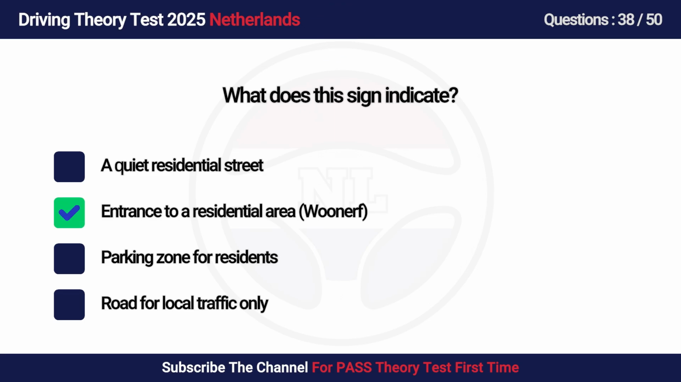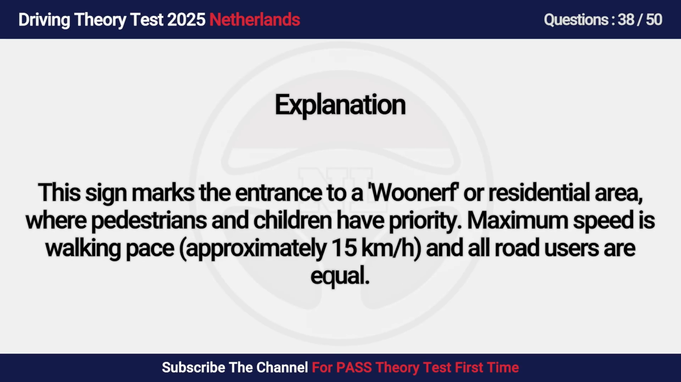Answer is B. Entrance to a residential area, woonerf. This sign marks the entrance to a woonerf, or residential area, where pedestrians and children have priority. Maximum speed is walking pace, approximately 15, and all road users are equal.